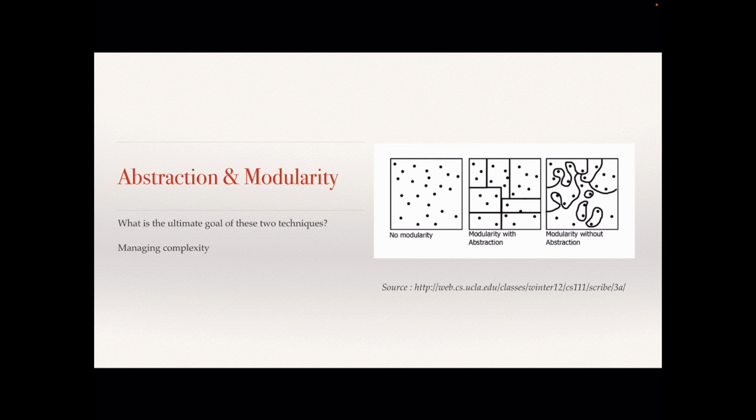So what is the ultimate goal of these two techniques, if you think about it? I mean, we have given examples in software engineering, in hardware engineering, and in management. But what is the ultimate goal of these two techniques? It is managing complexity. So you can apply them in computer science, in engineering, in management, and you can apply them in many aspects of your life.